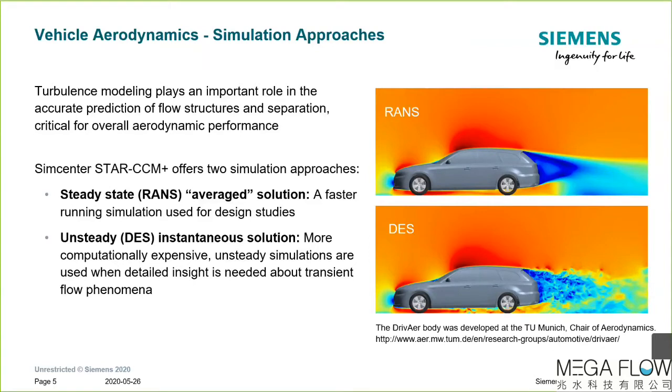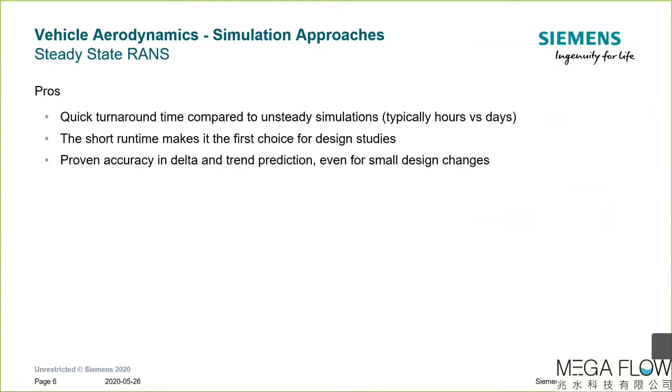So steady state, as you can see here, top on the right-hand side, well, there are a couple of well-known pros. So first of all, it is the quick turnaround time, right? When you compare it to an unsteady simulation, we're normally talking about a couple of hours compared to a couple of days. So this short runtime makes it really the first choice for design studies. The other important aspect is that steady state simulations have proven to deliver accurate results for delta and trend prediction, even for small design changes. Absolute values is another story. I'm talking about that topic on the next slide.